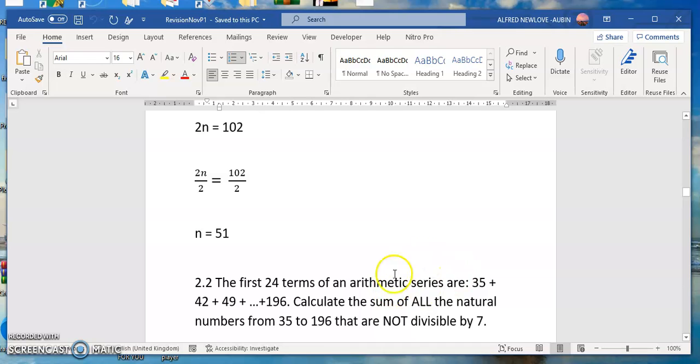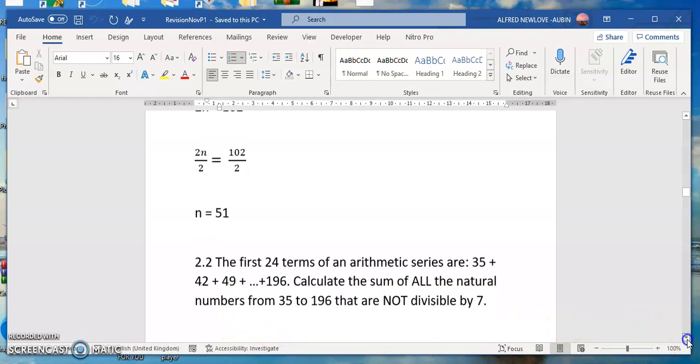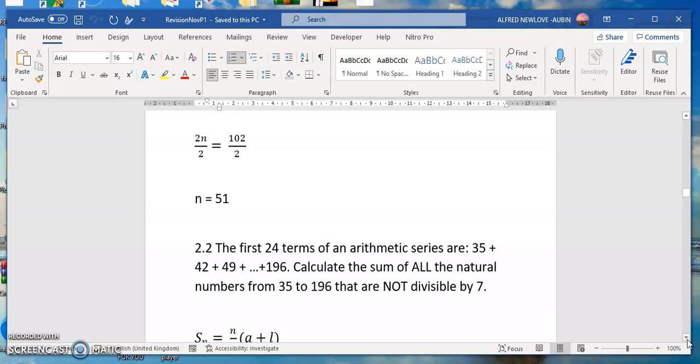Then the next question says, the first 24 terms of an arithmetic series are this. When we talk of series, it's a sum of a sequence. So you have a sequence, if you add them, it becomes a series. So they are saying it's arithmetic, and anytime you hear of arithmetic, you think of a common difference. So the question says, calculate the sum of all the natural numbers from 35 to 196 that are not divisible by 7.